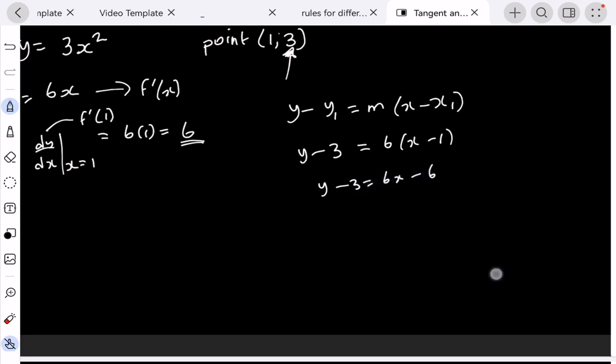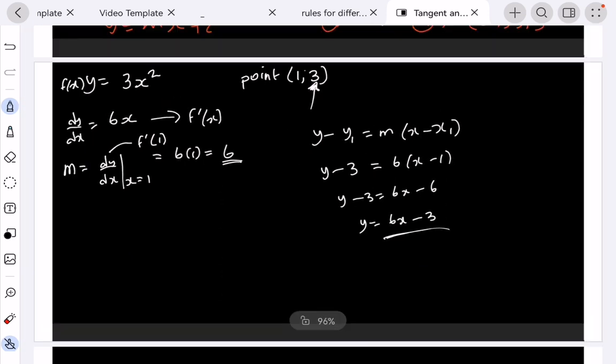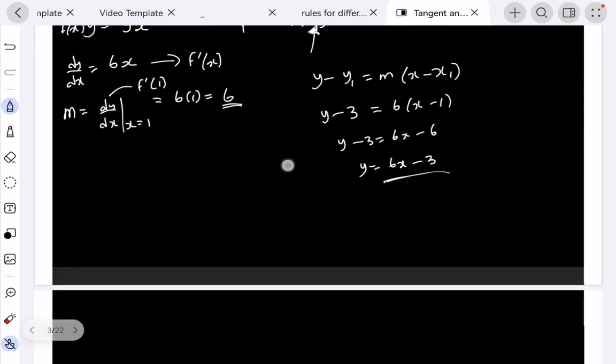6x minus 6, 6x minus 3, because minus 6 plus 3 is minus 3. That's your equation, just like that, straightforward. You saw that, right? Now let's try another one.